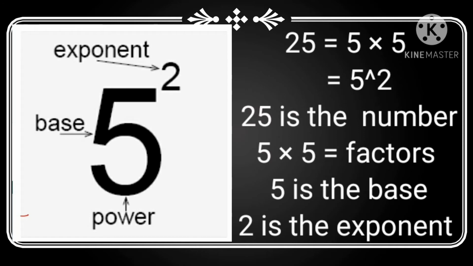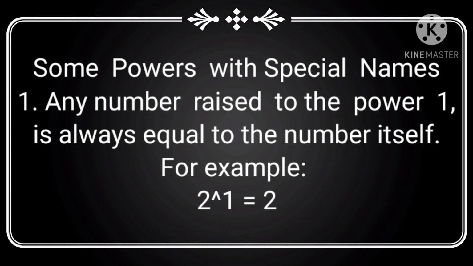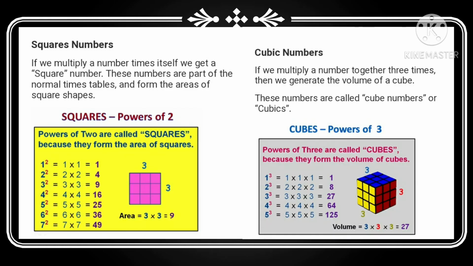Let's take an example here, a number 25, and if we factorize it, then its factors are 5 into 5. So we can write the same factors as 5 to the power 2, in which 5 becomes the base and 2 acts as the power or exponent. Now let us check some powers with special names, in which any number raised to the power 1 is always equal to the number itself, whereas any number which has the power of 2 is particularly known as a square, whereas the numbers with the power of 3 are called cubes.